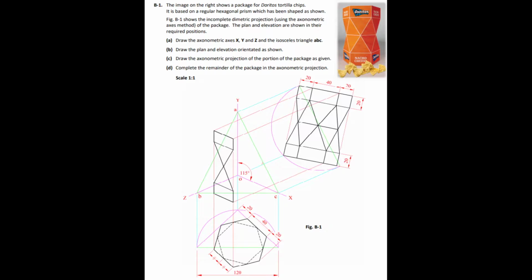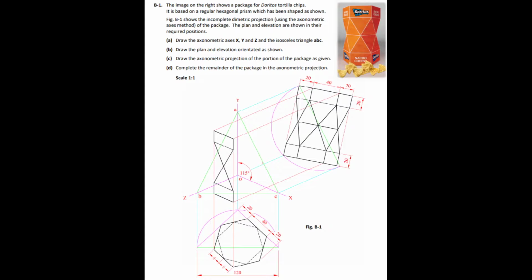There are four parts to this question. Part A is to draw the axonometric axis X, Y, and Z and the isosceles triangle ABC. Part B is to draw the plan and elevation orientated as shown. Part C, draw the axonometric projection of the portion of the package as given. And Part D is to complete the remainder of the package in the axonometric projection.